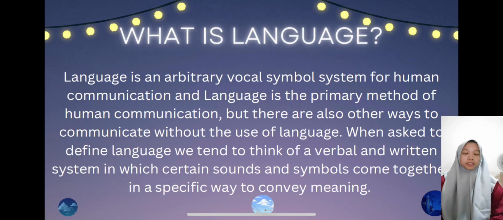What is language? Language is an arbitrary vocal symbol system for human communication, and language is the primary method of human communication. But there are also other ways to communicate without the use of language. When asked to define language, we think of a verbal written system in which certain sounds and symbols come together in a specific way, conveying meaning.